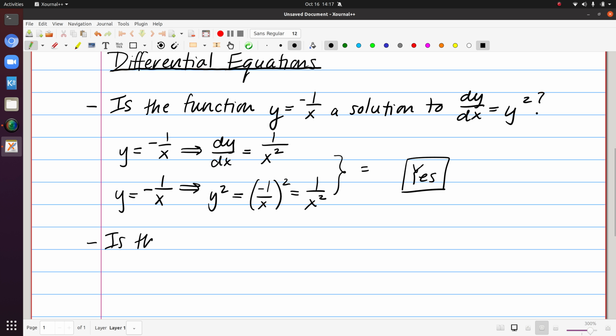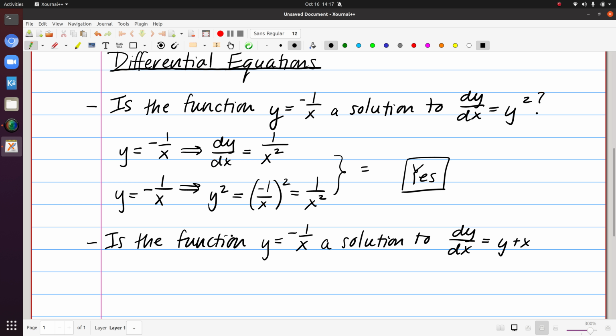Like above, let's take that same function or same solution, but consider a different equation. So here we still have the function minus 1 over x. And now we want to say, is this function a solution to dy dx equals y plus x? So one side of this equation is the same.